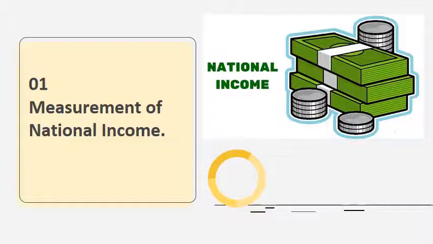Measurement of national income. National income is expressed in money terms. Distribution of national income among the four factors of production is in terms of monetary rewards. For example, rent, wages, interest, profit. All these payments are made in terms of money. So money helps in the measurement of national income.